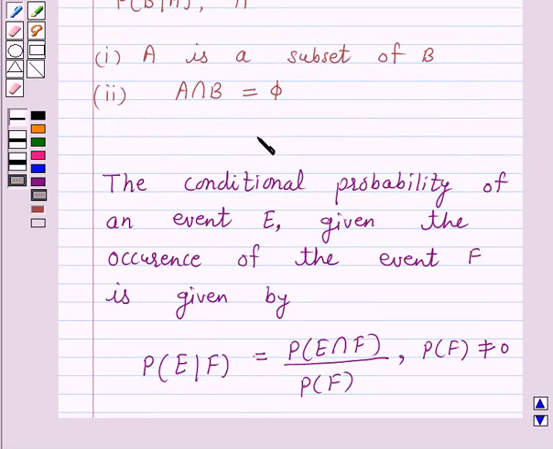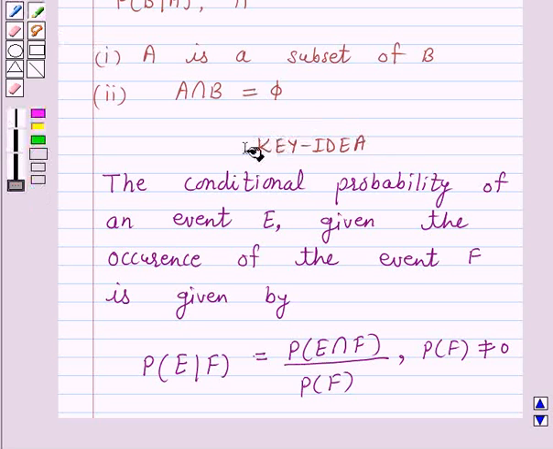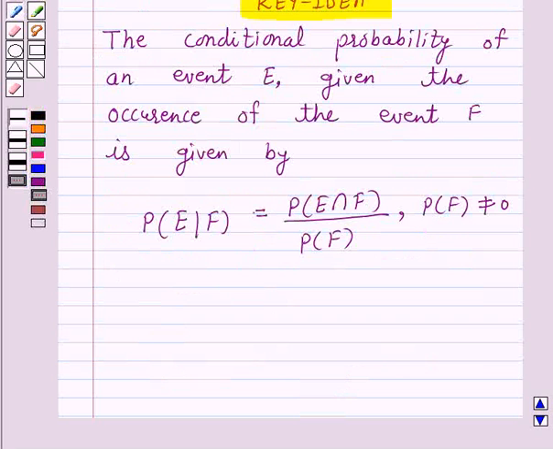So this is a key idea behind that question. We will take the help of this key idea to solve the above question. So let's start the solution.